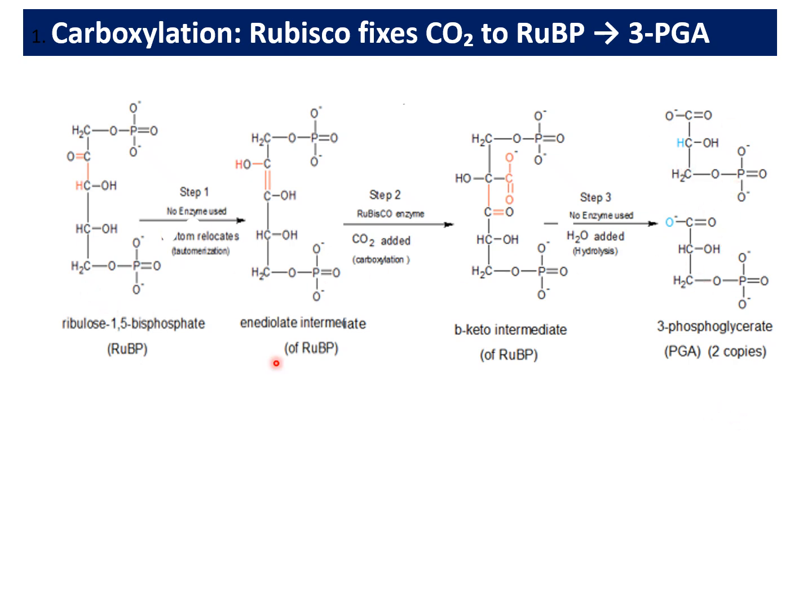Okay, so 3 molecules of RuBP rearrange to form the enol form of RuBP, wherein 3 carbon dioxide molecules are fixed, converting into 6 molecules of 3-PGA.